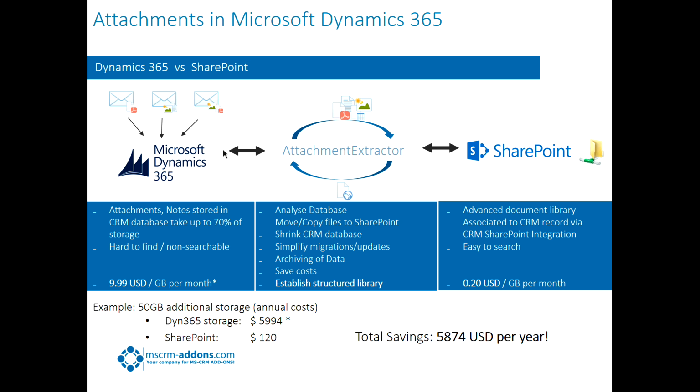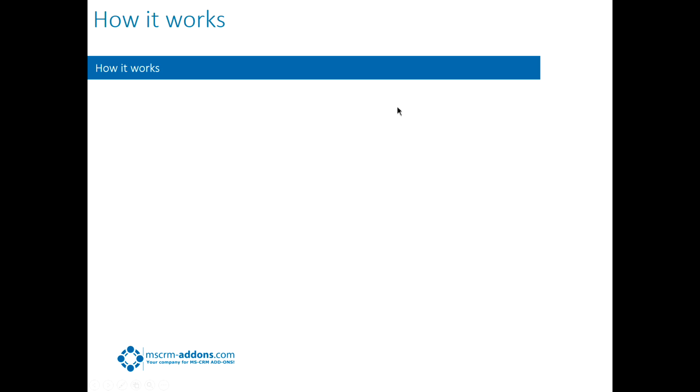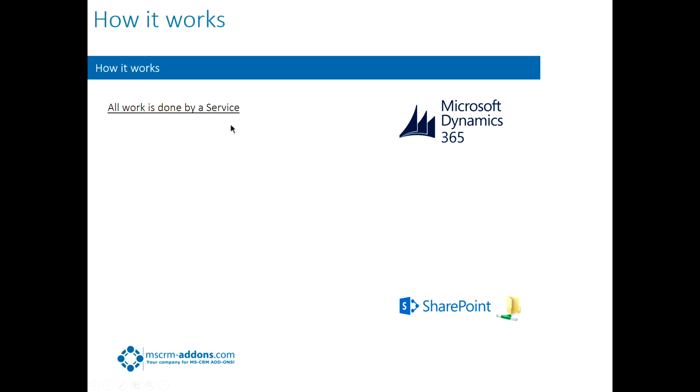Another thing about it is the cost savings. Let's say you had 50 gigs of additional storage, and these are annual costs. The Dynamics 365 storage would be $5,994. For SharePoint, it would be $120. So you're looking at a total savings of $5,874 per year. Now, that's just an estimate. We usually find that Attachment Extractor pays for itself in about 3 to 6 months in savings. So basically, we want to talk a little bit about how it works here.